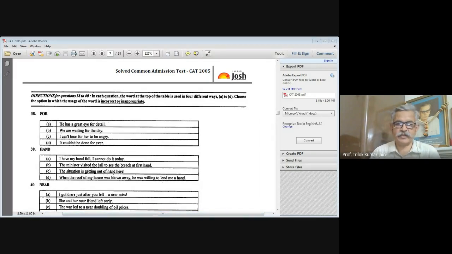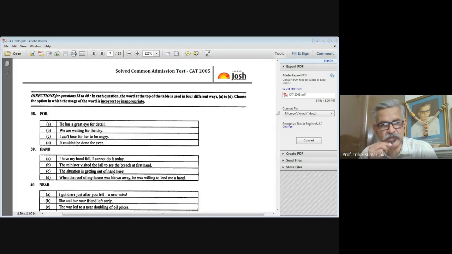Direction. Yes, question number 38. Question number 38 to 40. In each question, the word at the top of the table is used in 4 different ways, A to D. Choose the option in which the use of the word is incorrect. The first word is FOR. Now there are 4 options, A, B, C, D.